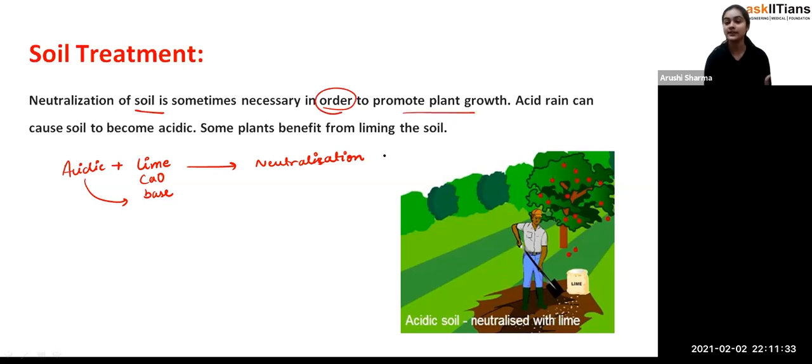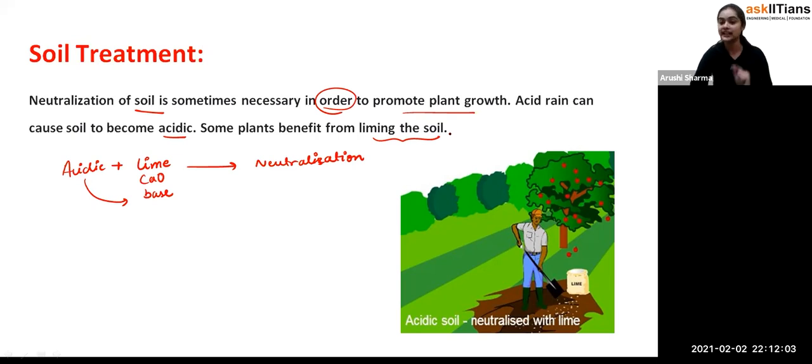If acidic soil is there, some plants benefit from liming the soil. The same thing applies if the basic part is more in your soil. So you can add the opposite, and that's how you do the soil treatment. These are all very simple. Whether the basic is more or the acidic is more, you just have to add the vice versa of it. Exactly, and that's how you get neutralization, and you can use the soil easily.